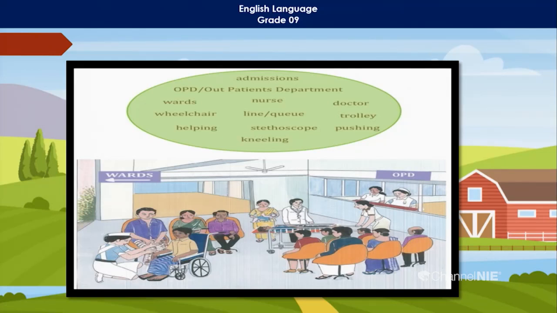And also there is a patient on the wheelchair. And that nurse next to the patient is kneeling. That's right, she's kneeling there. And there are patients at the OPD. Right, and there are 2 nurses at the OPD as well. Yes, that's right. Right, so this is a busy place.